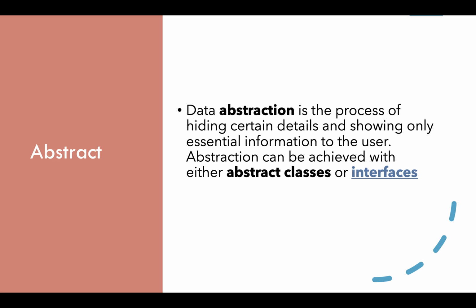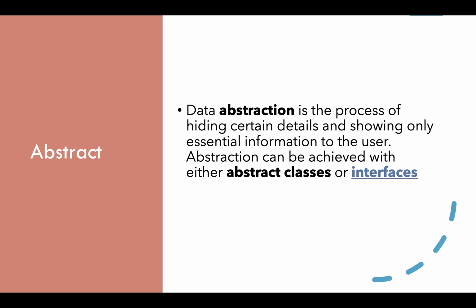So now to abstraction. Data abstraction is a process of hiding certain details and showing only essential information to the user. Abstraction can be achieved by either abstract classes or interfaces. The way I like to think about it is like the skeleton for the class. It's like telling the class that this function is gonna do this, but you still have to define it in the class, depending on the class which takes that function, what it's gonna do.